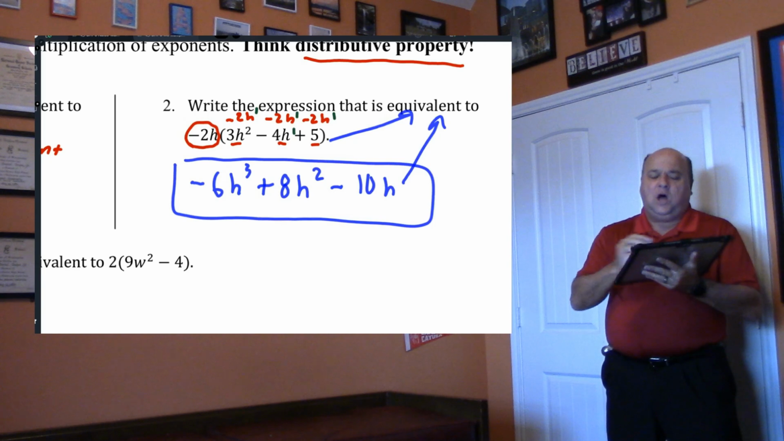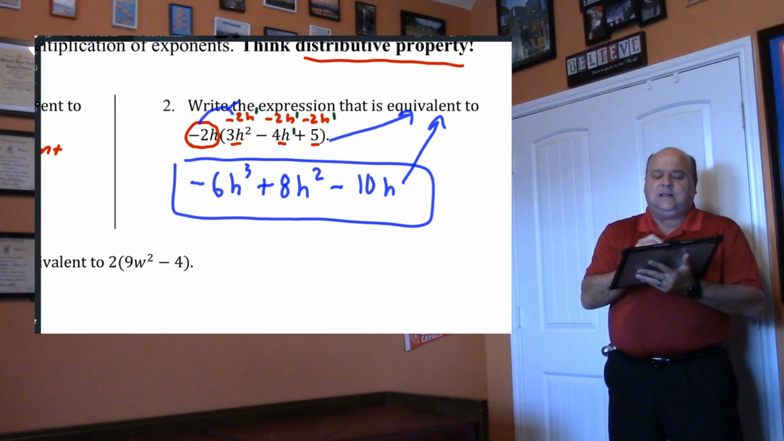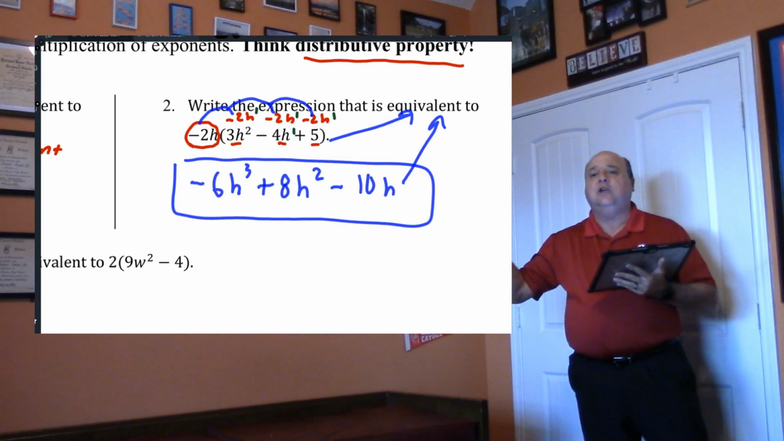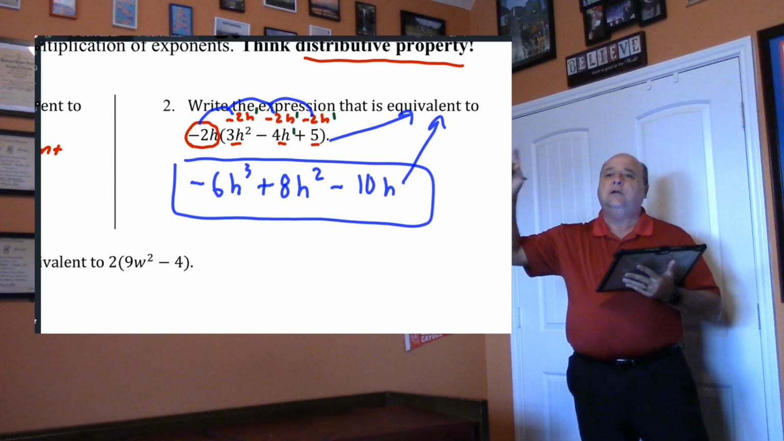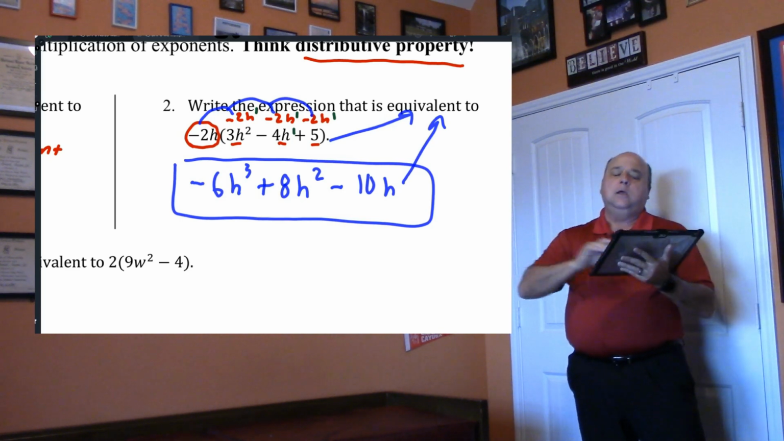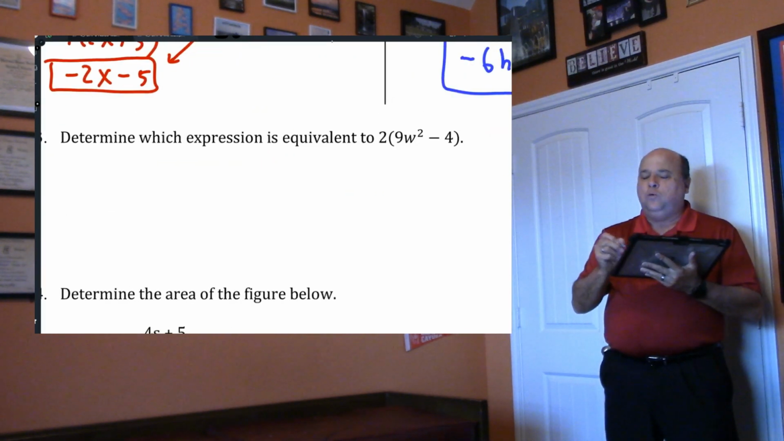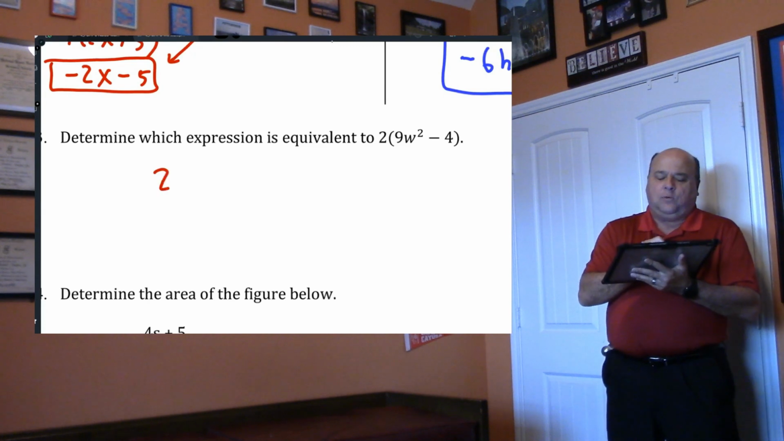F-U-N, fun. So in summary, you're going to take this Bluebell truck and you're going to distribute it to all the stores, and you multiply, do sign, number, letter, exponent. Number 3. F-U-N, fun. I'm going to write this problem down.